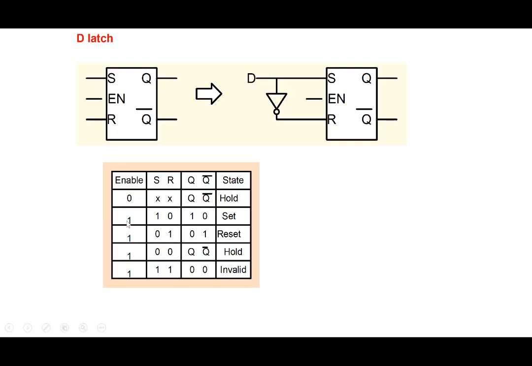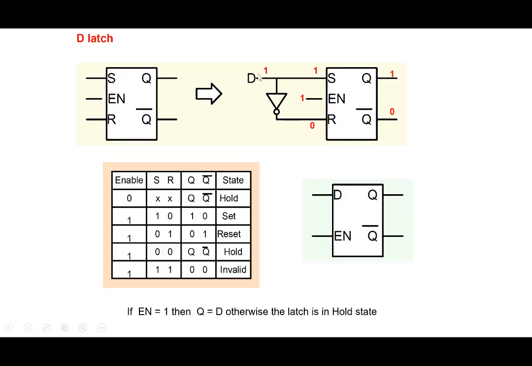So let's put enable equal to 1. So when enable equal to 1, if you put D equal to 1 here, then S is equal to 1, R equal to 0. So Q becomes equal to 1 and Q bar 0 here. So basically whatever is the data here, if it is 1, it goes to Q. Similarly, we can see that if enable equal to 1, Q equals D here. On the other hand, if D equal to 0, S would be 0, R will be equal to 1, and therefore Q will be 0, and Q bar will be equal to 1.